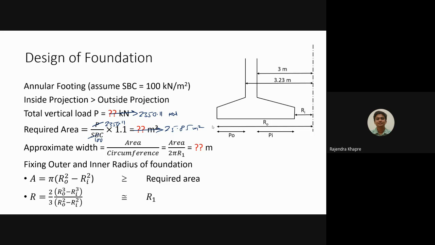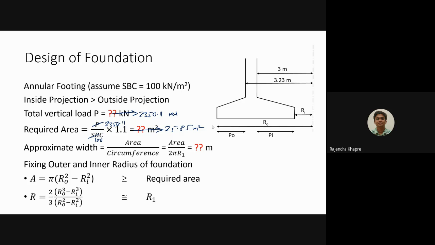Now here we have to do some trial and error. In the case of annular footing, there are two things which you need to follow. The first one is the area. Whatever width and dimensions you are assuming, it should give you the appropriate area. The required area is 25.85.